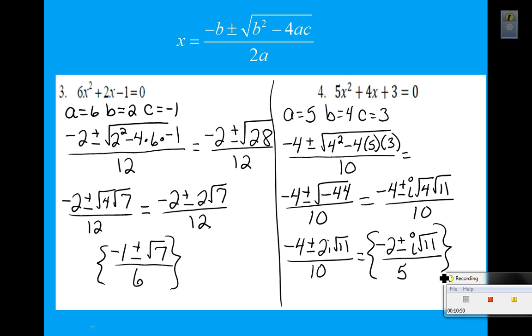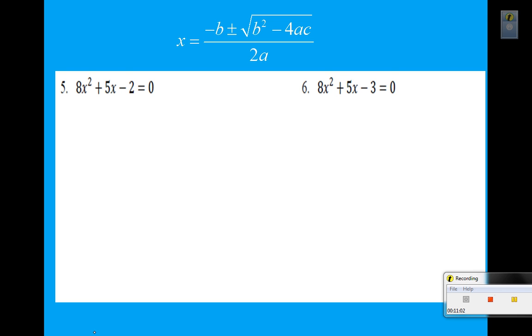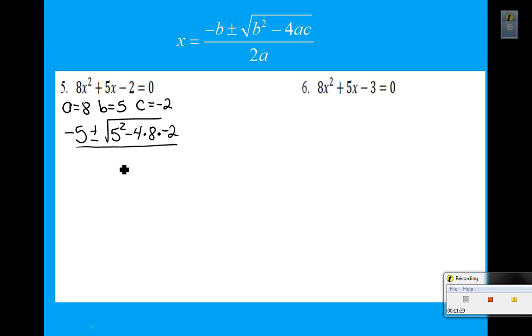That's the quadratic formula. I'm going to quickly go through the last couple because there's something I want to backtrack and point out for you. But that's the steps of the quadratic formula. I'm going to pick the pace up on number 5 and number 6. So on number 5, I know my A value is 8, my B value is 5, my C value is negative 2. So I'm going to have the opposite of B, so negative 5 plus or minus 5 squared minus 4 times 8 times negative 2, all over 16.